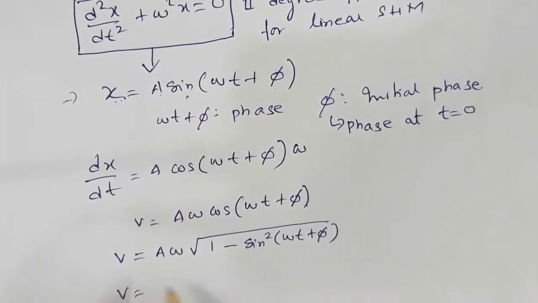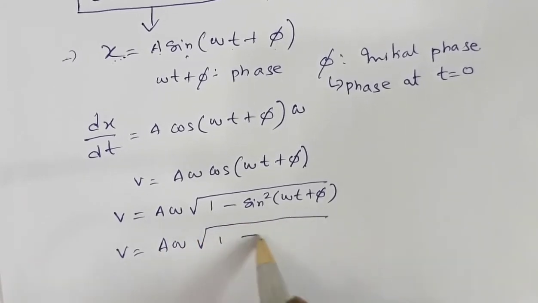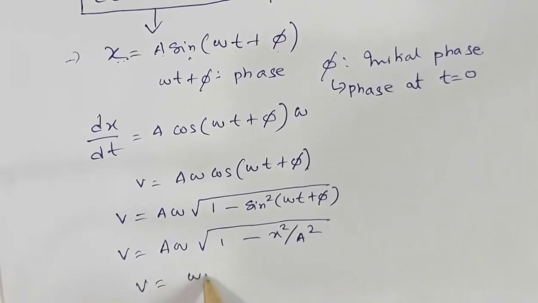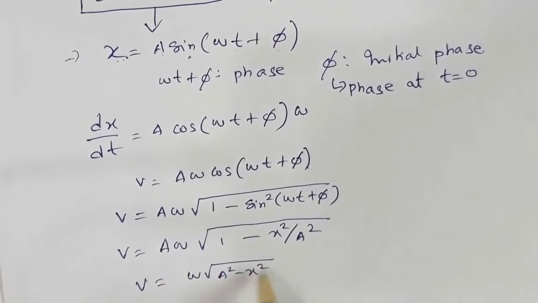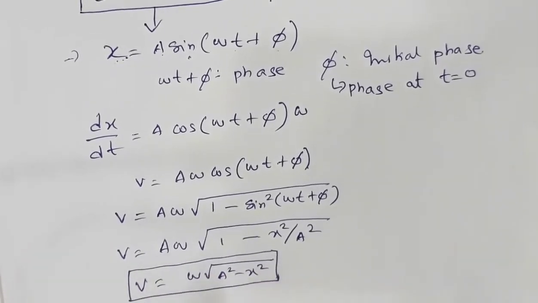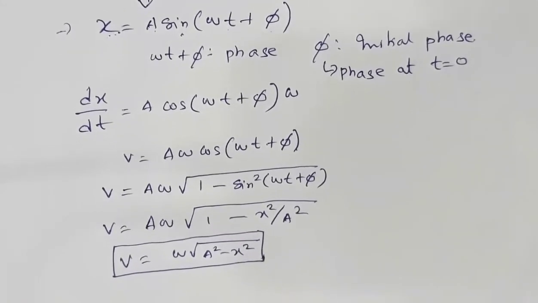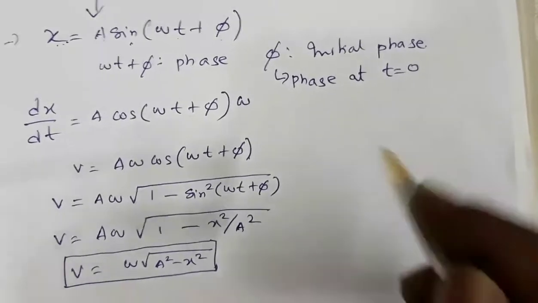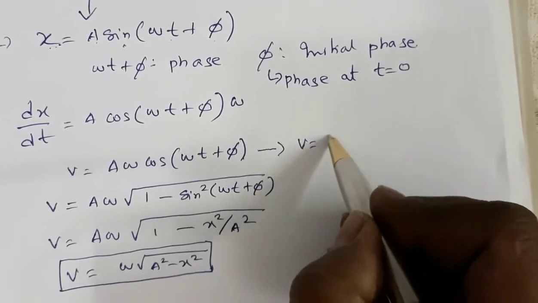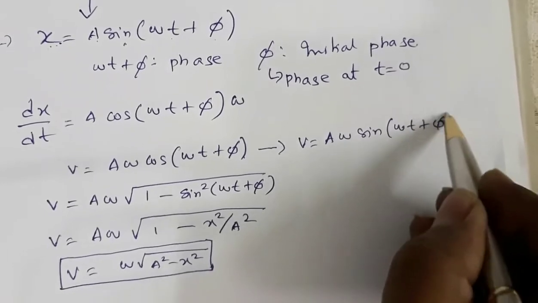So v is equal to a omega square root of 1 minus x square by a square. That is, v is equal to omega square root of a square minus x square. This is the expression for the velocity of the particle undergoing simple harmonic motion. So this is one way of expressing the velocity. Now there is another way. I can write v is equal to a omega sin(omega t plus phi plus pi by 2).